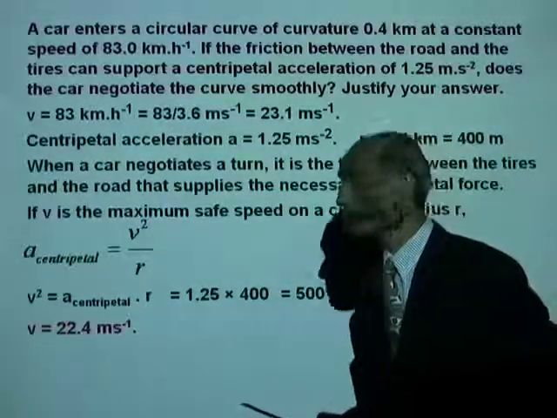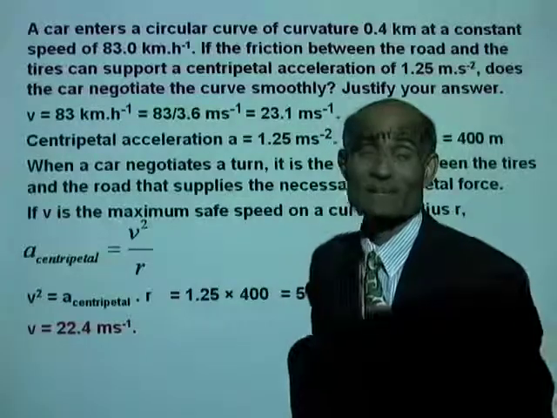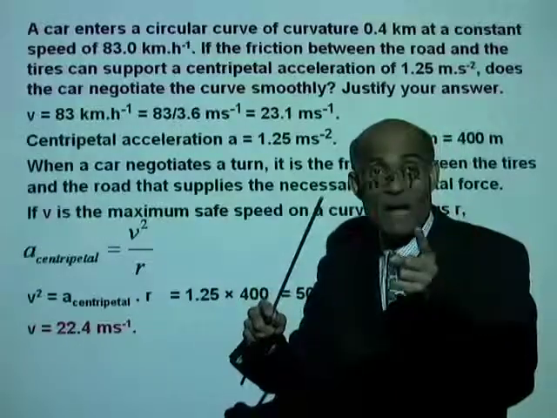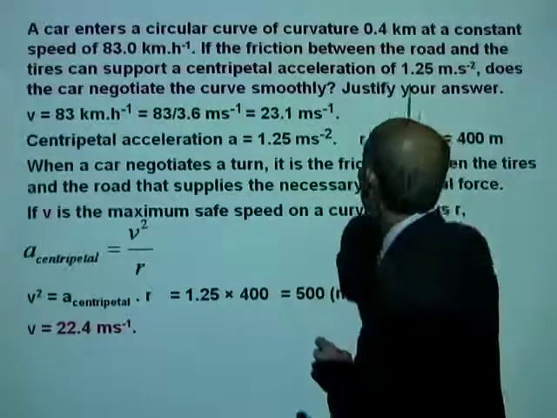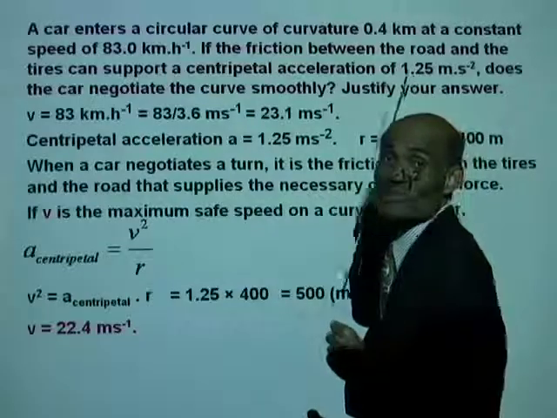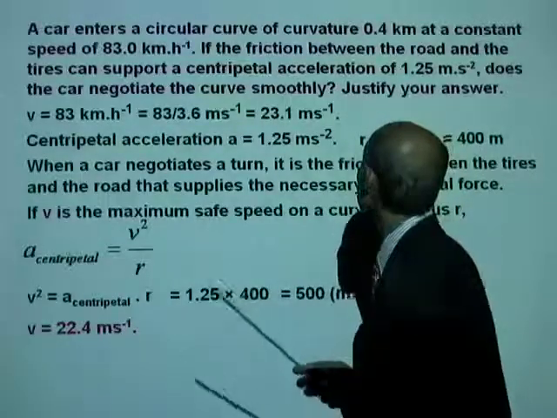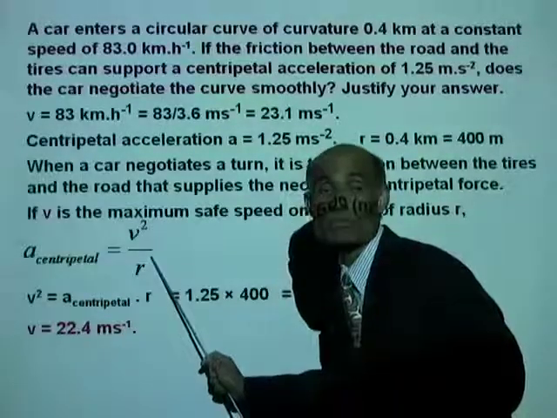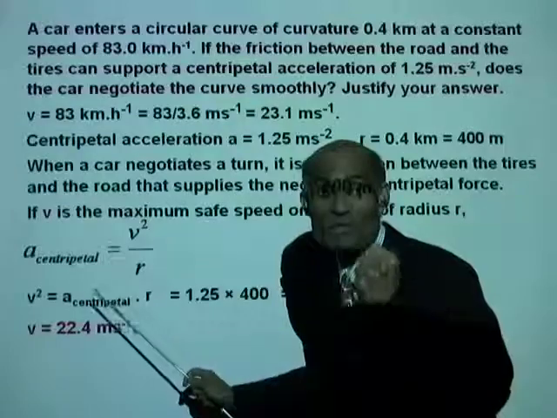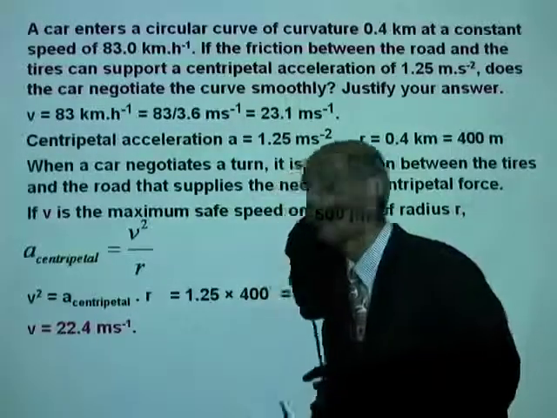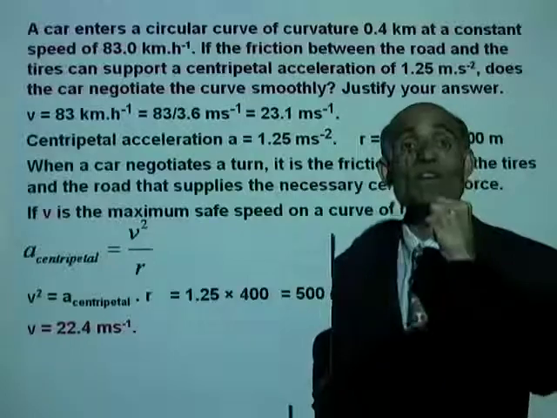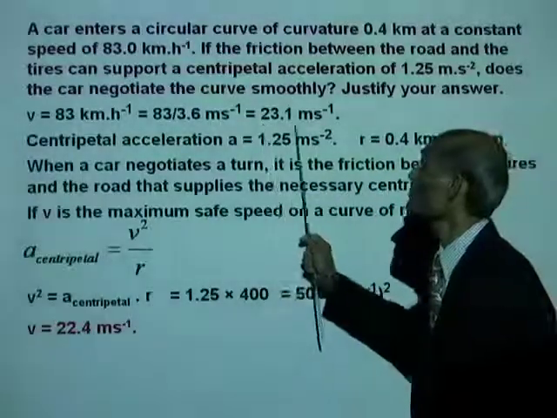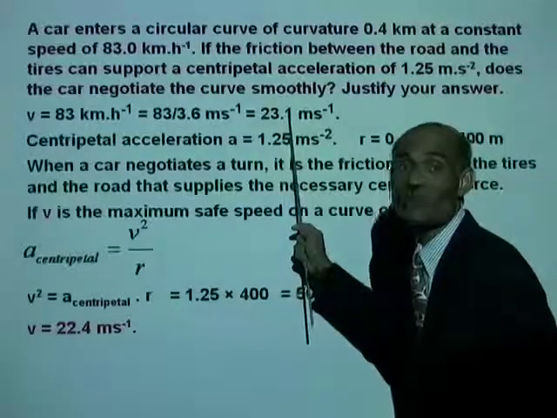V is 22.4 meter per second. It means the friction between the road and the tires will allow a maximum centripetal acceleration of 1.25 meter per second squared for this particular radius. And that means you can drive up to 22.4 meter per second safely on that curve. And what is the speed at the time? 23.1. Is this a safe speed?